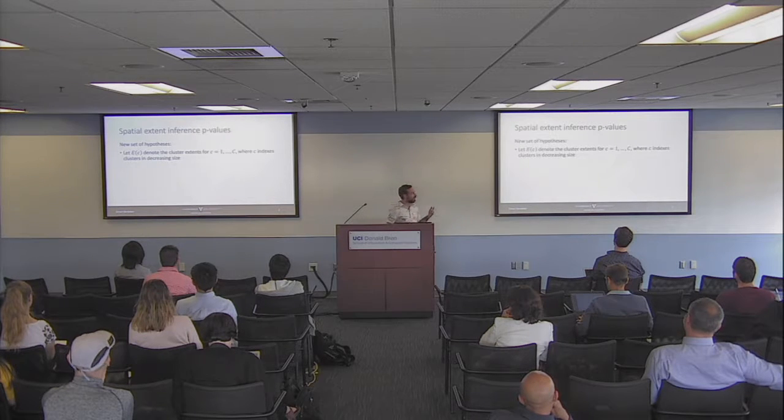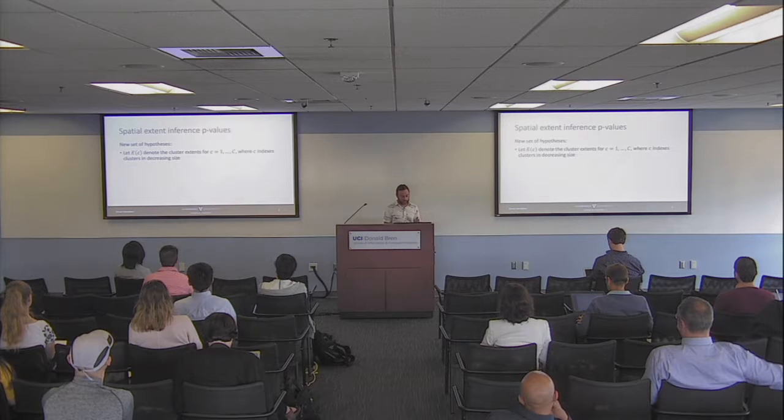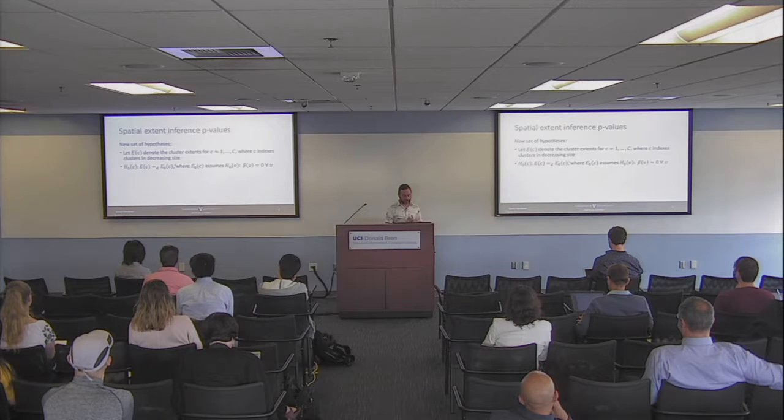So you define a new set of hypotheses, which I'm denoting here by E of C. So these are the extents of each cluster. The notation is a little bit messy, but the concept is pretty straightforward. Your null hypothesis is that the parameter is equal to 0 for all voxels in the image. So this is the global null hypothesis, that the image is unassociated with the outcome.